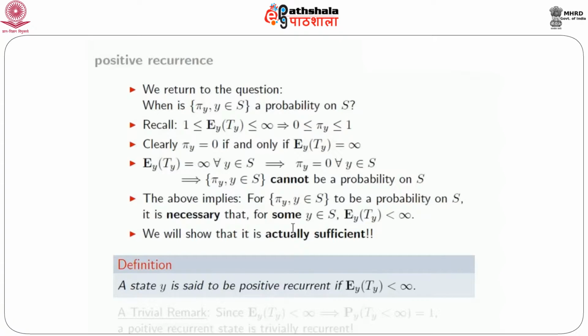Okay, so for that we make a definition. Here we are dealing with a property that for some y in S we want Ey Ty to be finite. There is a name for this property. A state y is said to be positive recurrent if Ey Ty is finite. Remember, recurrence was that Ty should be finite with Py probability 1, whereas we say that y is positive recurrent if not only Ty is finite with probability 1, its expectation also is finite. Of course, a trivial remark is that if Ey Ty is finite, that forces the Py probability that Ty is finite to be 1. So a positive recurrent state is trivially recurrent.